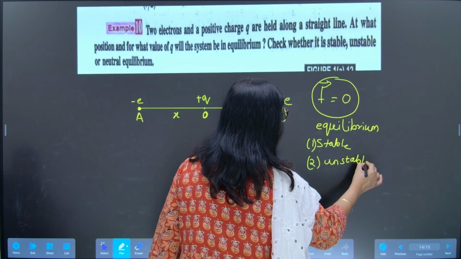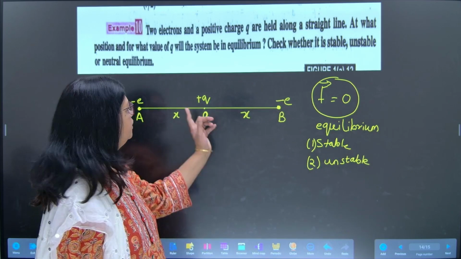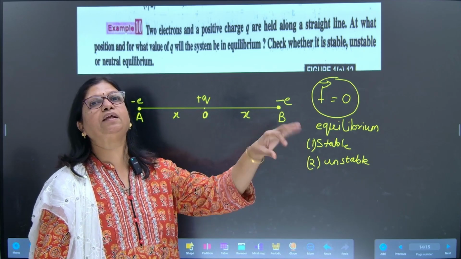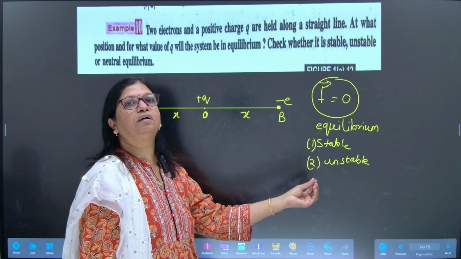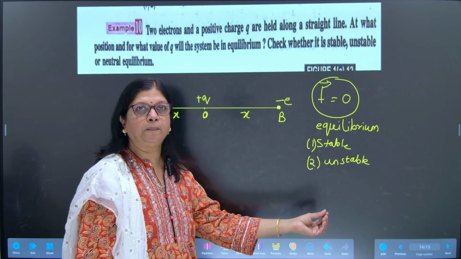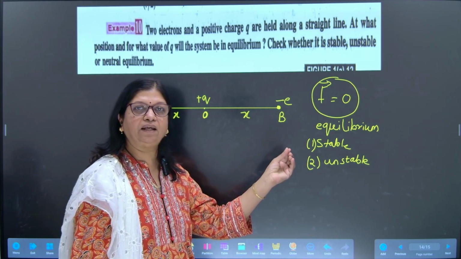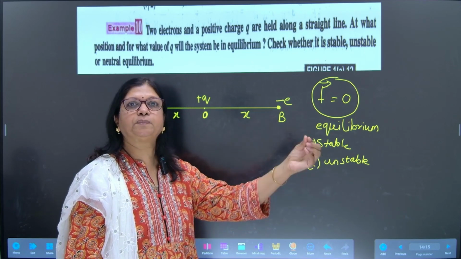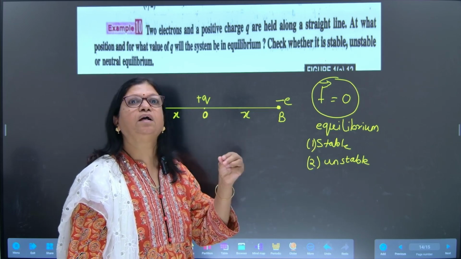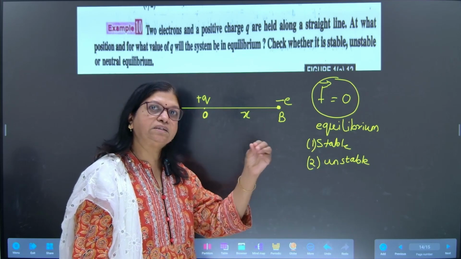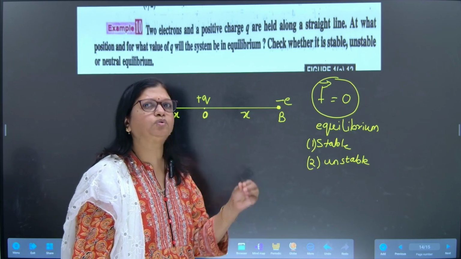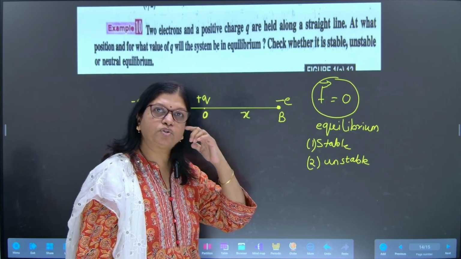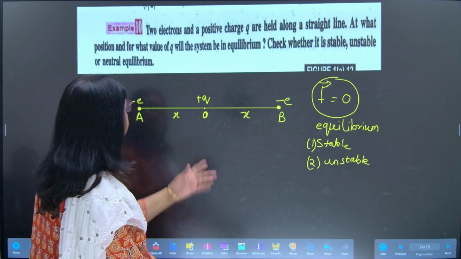For stable equilibrium, when we shift the charge, it returns back to its original position when we leave it. If the system is in unstable equilibrium, when we shift the charge this side or that side and we leave it, it remains moving in any other position. It will not come back to its original position. Then we say that the system of charges is in unstable equilibrium. So let us see whether it is stable, unstable, or neutral equilibrium.